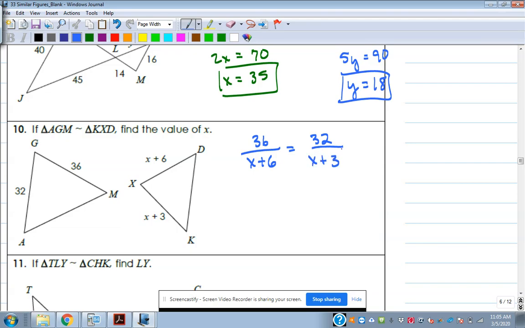That'd be fine. If you did this upside down, with x plus 6 over 36 and x plus 3 over 32, it's going to be the same problem. It's legal to do it that way. I like doing it this way because the similarity statement has triangle AGM first, so we put that on the top. It doesn't really matter.